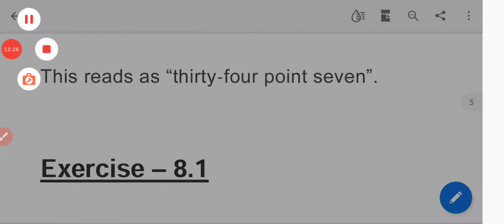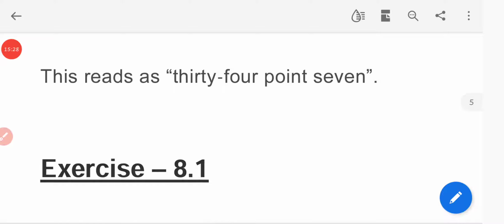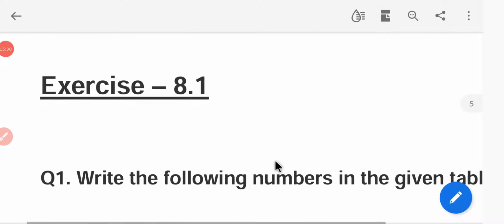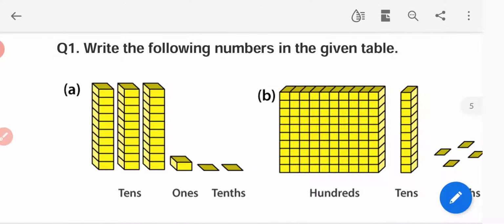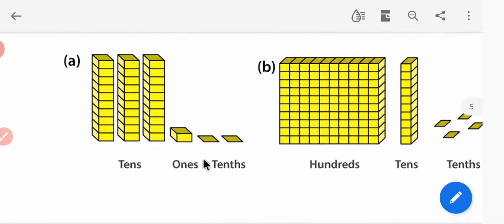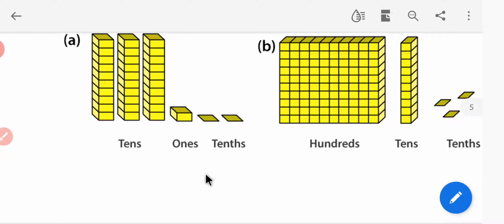We have seen all the concepts. Before we start our exercise 8.1, let us see question number 1 of exercise 8.1: write the following numbers in the given table. Here tens, ones, tenth are given with place value. So tens.